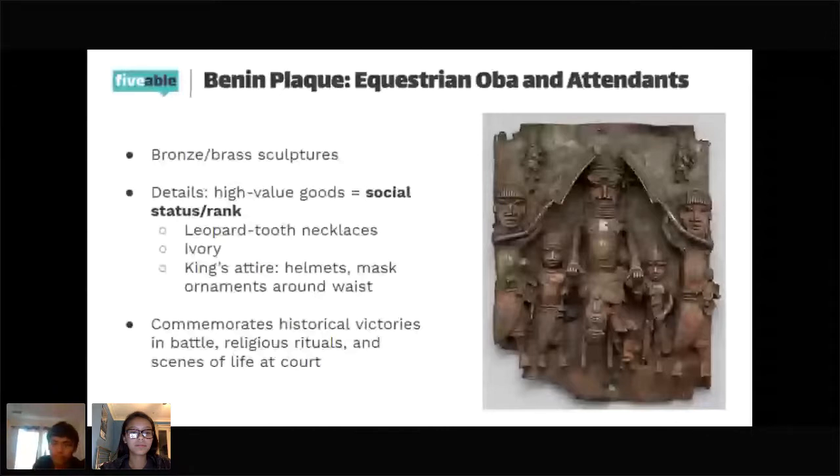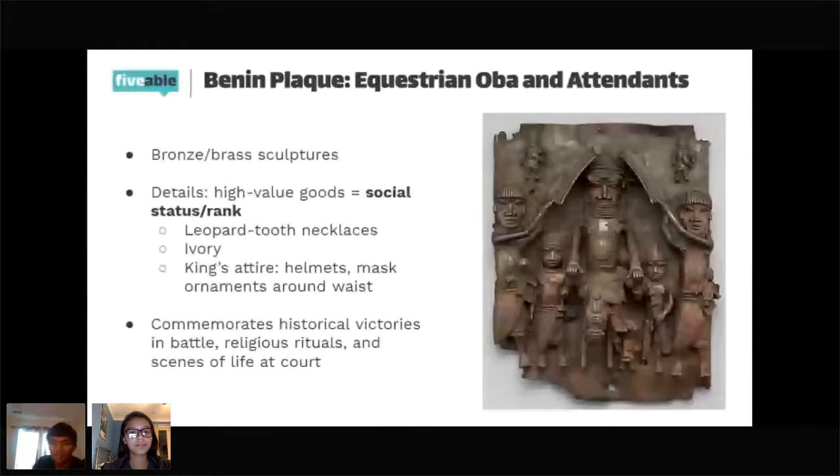And if you look in the middle, at the king's attire, he actually has a better looking helmet than the other attendants around him. He has a mask and ornaments around the waist, and you can see the attention to detail, which makes these products high value. So for this plaque, it's a question Oba. Oba means king in the Benin language, and basically the value of these goods, and also the depiction, suggested social status or rank.